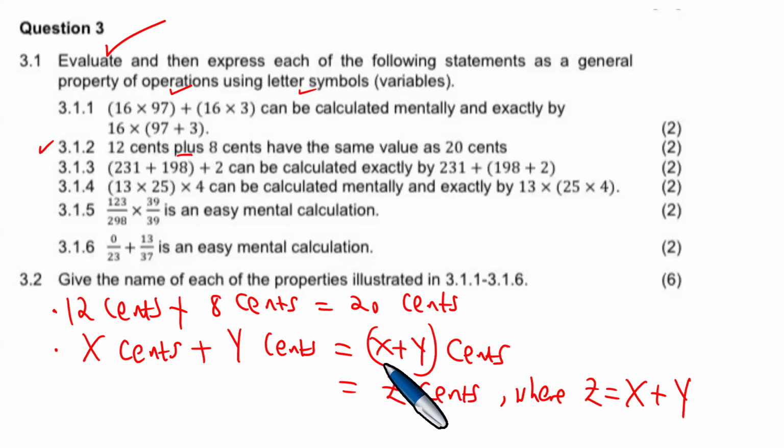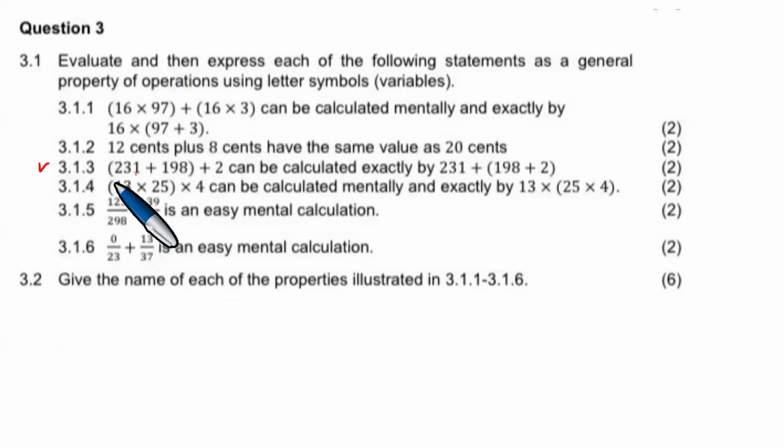We continue then to solve these. Let's look at the next question, 3.1.3. 3.1.3 is 231 plus 198 in parentheses plus 2, which can be calculated exactly by 231 plus 198 plus 2.